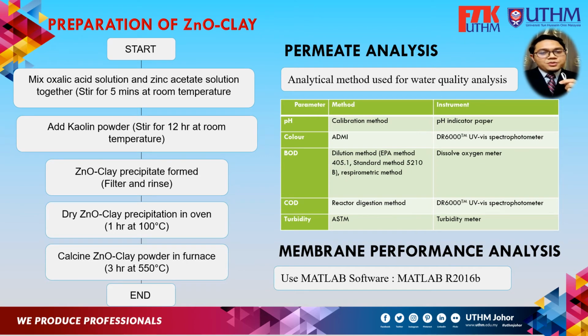The reaction will produce a precipitation product that will be filtered and rinsed with deionized water several times. Next, the precipitate will be dried in an oven for 1 hour to reduce water content and calcined in a furnace to remove any impurities. Next, for permeate analysis, POMSE sample and ZnO/clay nanoparticles will be stirred in MPR to obtain the adsorption-desorption equilibrium of the photocatalyst, and the permeate will be pumped out. The collected permeate will then be analyzed using analytical methods to check its pH, color, BOD, COD, and turbidity. The mechanism of membrane fouling will be elucidated using MATLAB software.